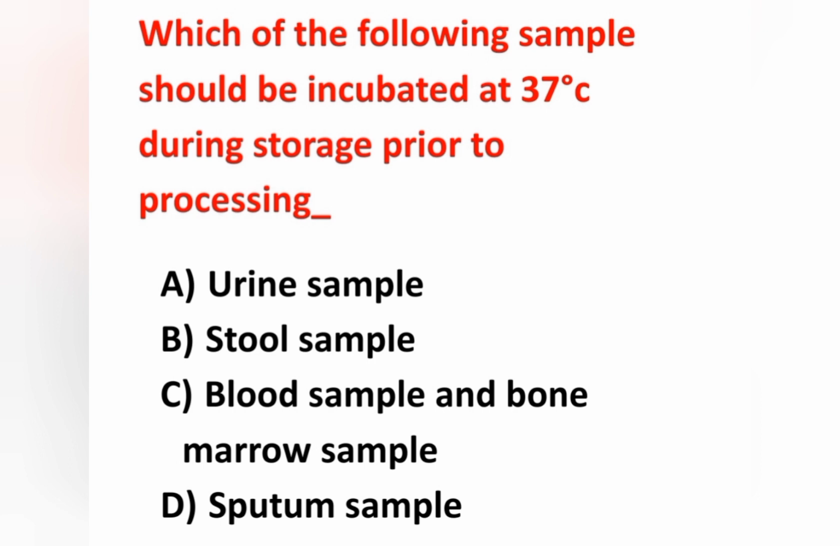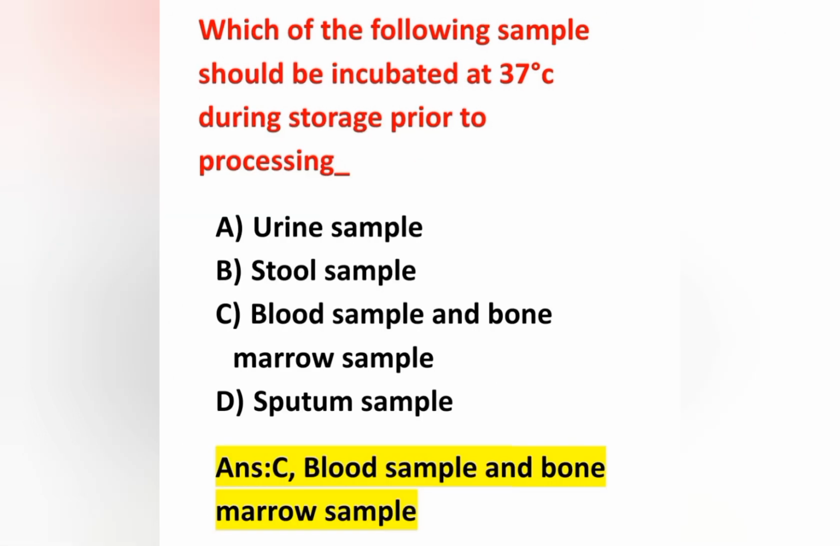Which of the following samples should be incubated at 37 degrees Celsius during storage prior to processing? Option A urine sample, option B stool sample, option C blood sample and bone marrow sample, option D sputum sample. And the correct answer for this question is option C, blood sample and bone marrow sample should be incubated at 37 degrees Celsius during storage time. Okay, so option C is correct.